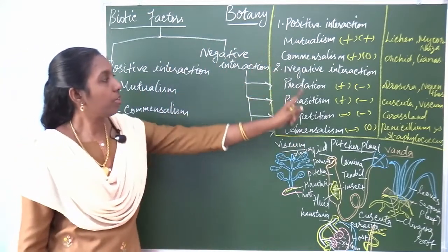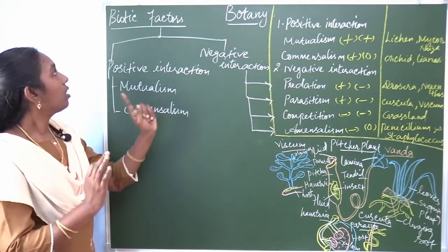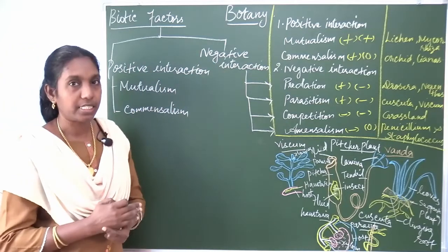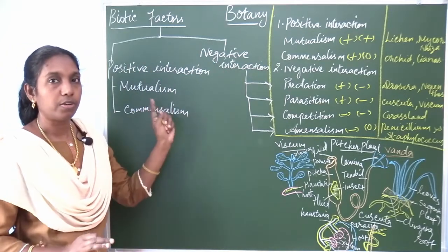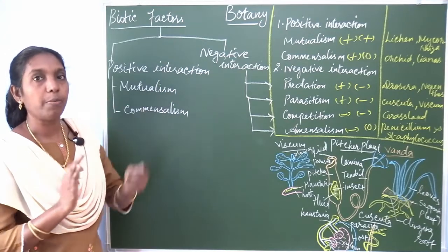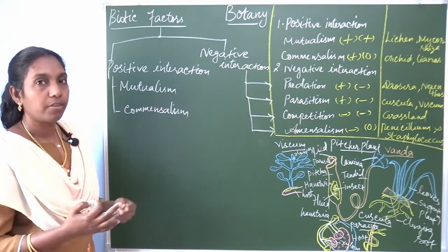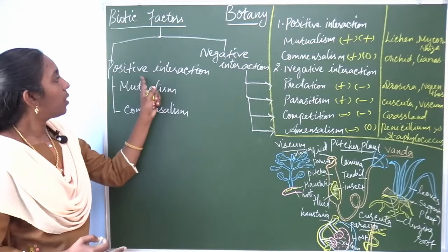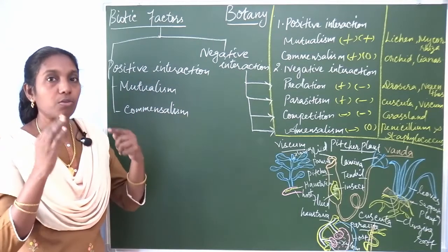So, this is the flow chart. First you learn this flow chart. This is very important, a 5 mark question: what are the biotic factors? They are classified into positive and negative interaction. First, what is a biotic factor?